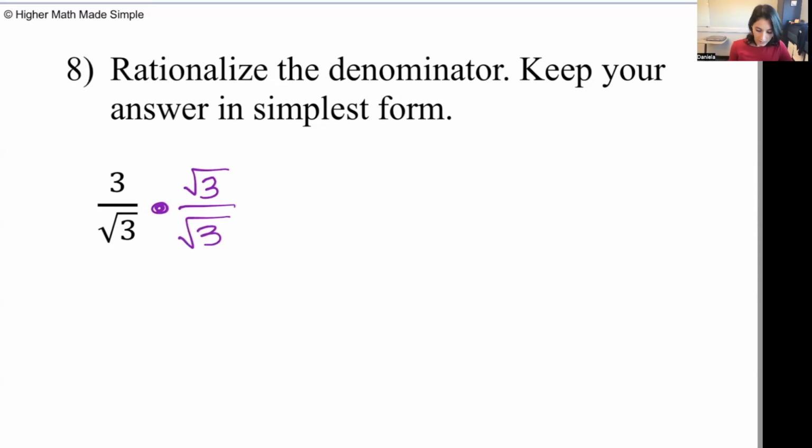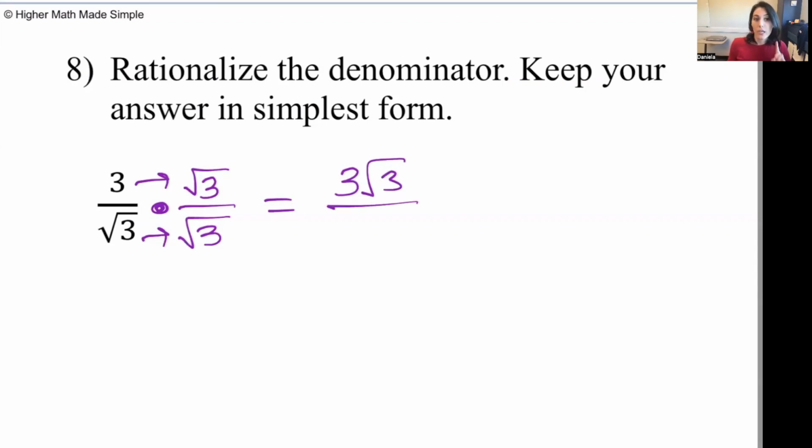Now let's see what that does, right? So we're going to multiply straight across as usual. Now be careful, 3 and radical 3 are not like terms, quote unquote. One is a whole number, the other one is a radical. So the best way you could write it is just 3 radical 3. Right? Because there's an imaginary multiplication symbol that's keeping those two together.